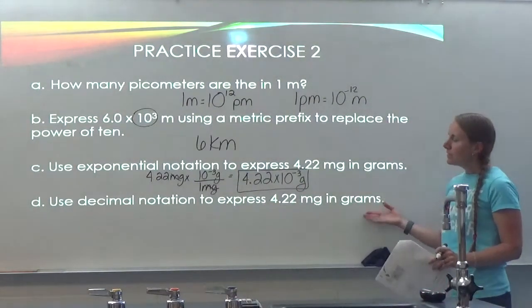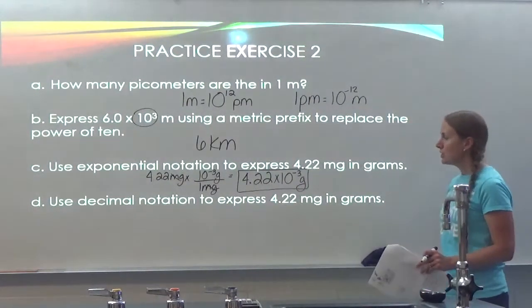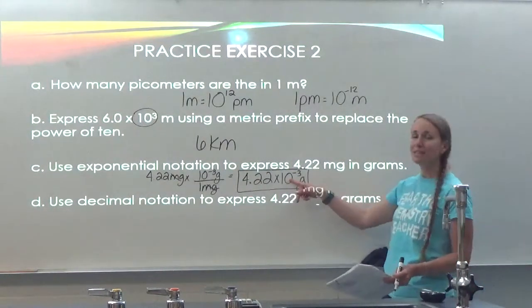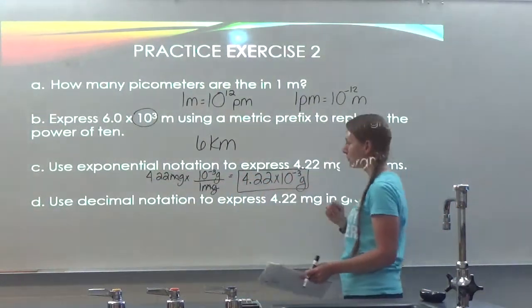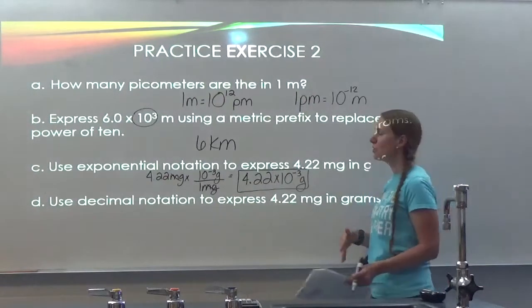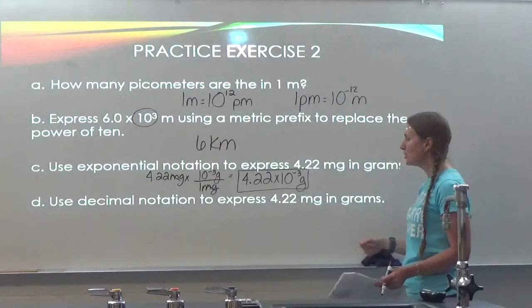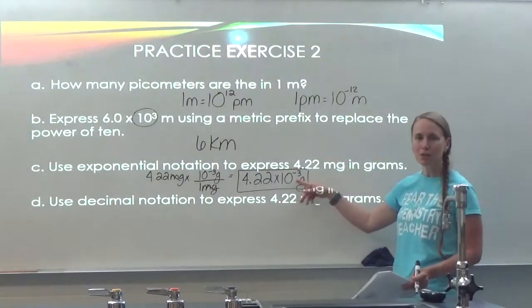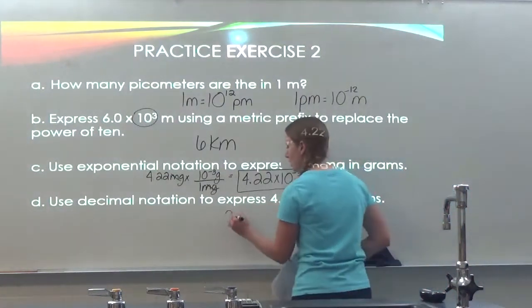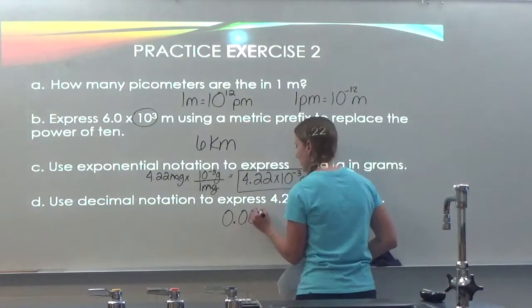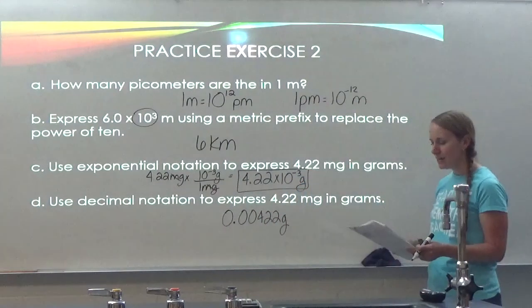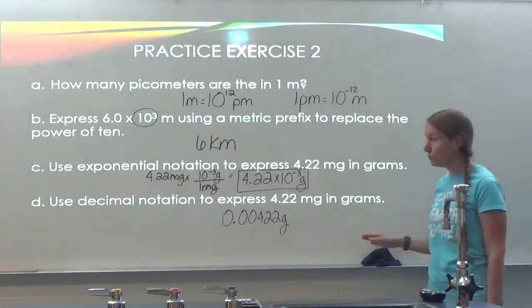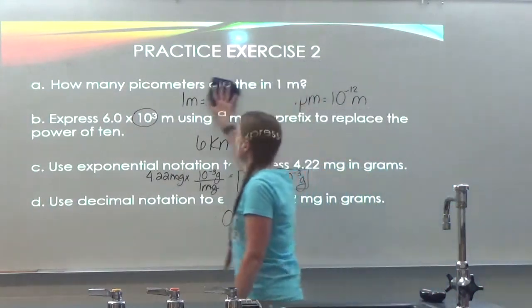All right, and then the bottom one, it says use decimal notation to express 4.22 milligrams in grams. Okay, well here we use scientific notation, which as you can see is sometimes called exponential notation because we're using an exponent. So scientific and exponential notation are the same. Well, this one wants us to do it in decimal. So it's still going to be the same number, I just need to take it out of scientific notation. So it'd be 0.00422 grams. Just like that. Okay, now hopefully scientific notation is super easy for you. Alright, so let's move on.